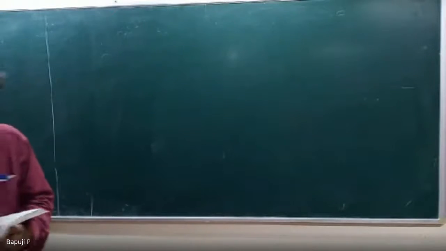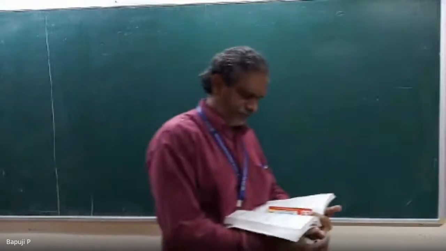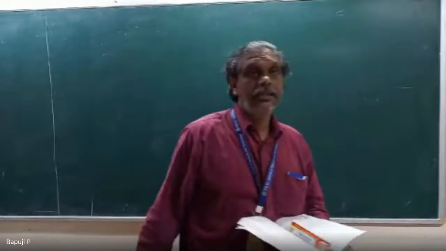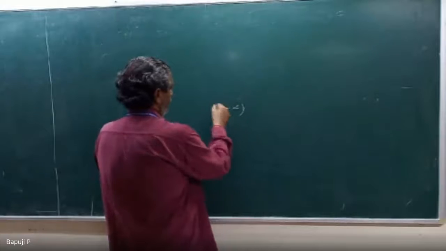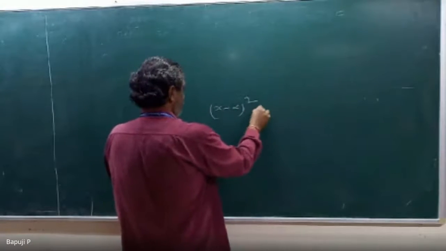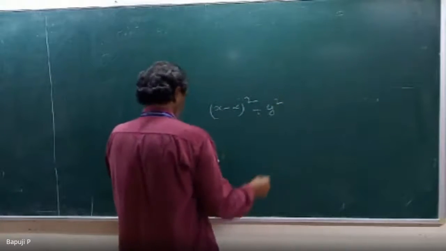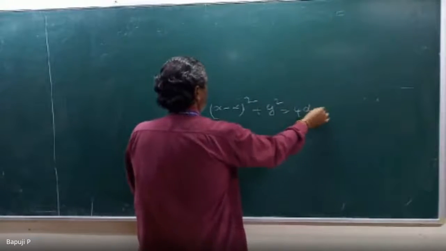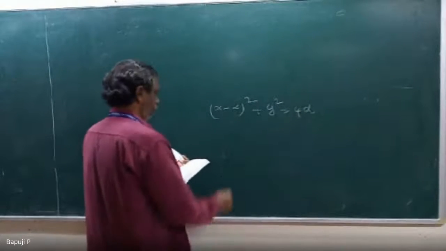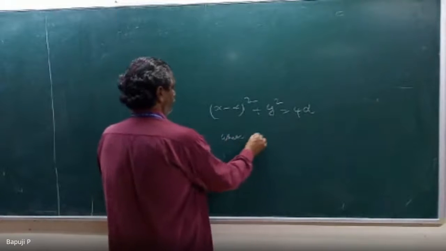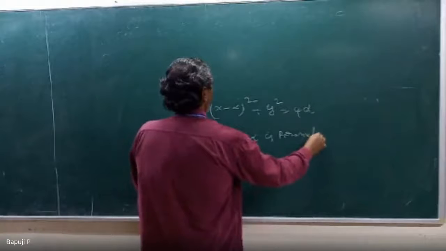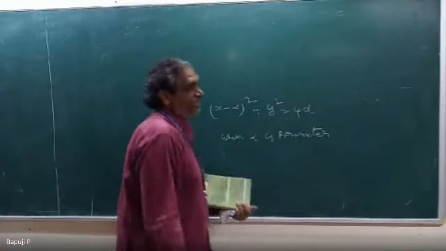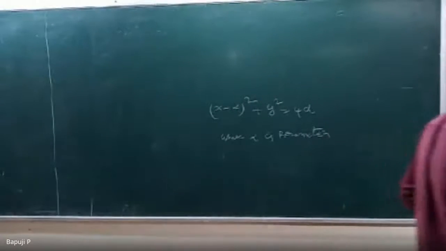Take another question. Find the envelope of the family of circles x minus alpha whole square plus y square is equal to 4 alpha, where alpha is the parameter. Is the meaning of parameter changing quantities? What is a parameter always?